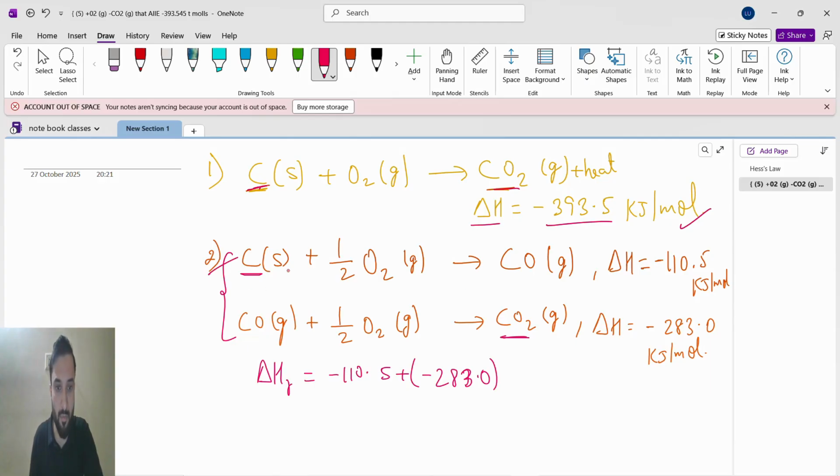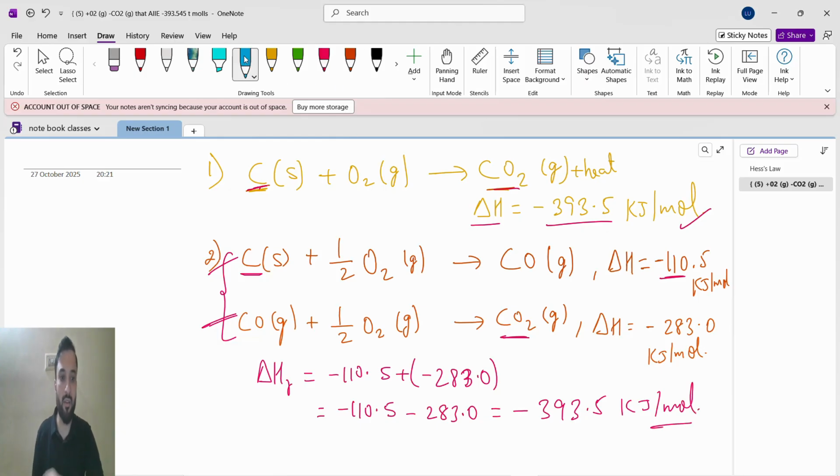So for this step we have this enthalpy change, plus for the next step we have this enthalpy change, minus 283.0. So when you add, it will become minus 110.5 plus minus 283.0. When you add this, you will get minus 393.5 kilojoule per mole.